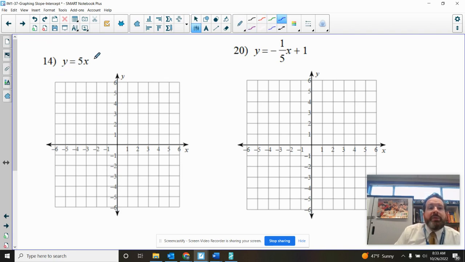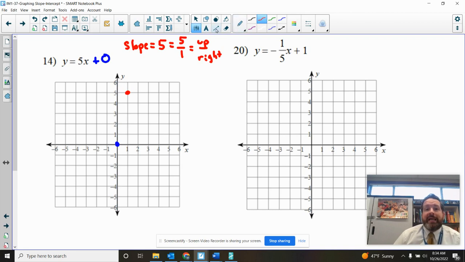Okay, here we go. When there's no number written on the end, that's really like a +0. So our starting point this time is at a height of 0. The slope then is this number 5, which is the fraction 5/1. So to get to my next point, I'm going to move up 5 spots and right 1 spot. So from the starting point, up 5 spots, right 1 spot.